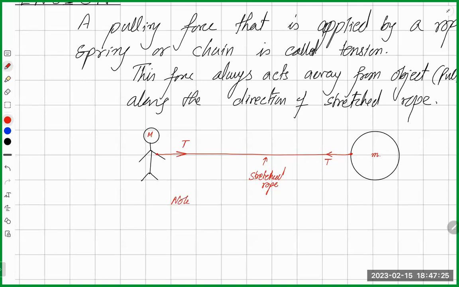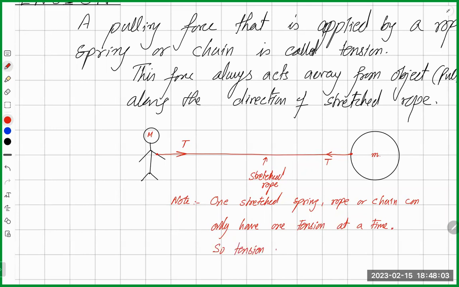One note: one stretched spring, rope or chain can only have one tension at a time. So tension will be the same on both ends. It is not possible that the tension on the object is more than the tension on the person, or less than the tension on the person. So it will always be the same.